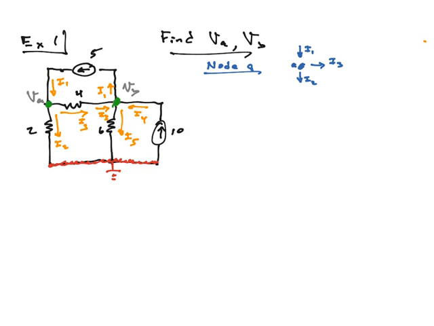Currents coming in are called positive, currents leaving are called negative. So I have I1 minus I2 minus I3 is equal to 0. That's the KCL equation for node A.